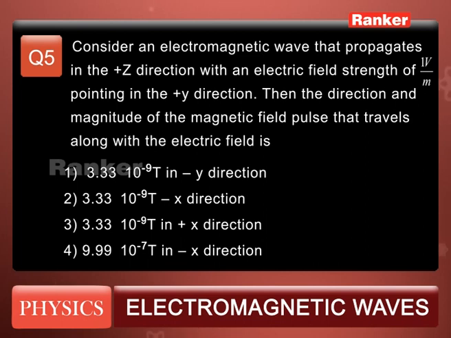The first option 3.33 into 10 power minus 9 Tesla in negative y direction. Second option 3.33 into 10 power minus 9 Tesla in the negative x direction. Third option 3.33 into 10 power minus 9 Tesla in positive x direction. And the fourth option 9.99 into 10 power minus 7 Tesla in negative x direction.